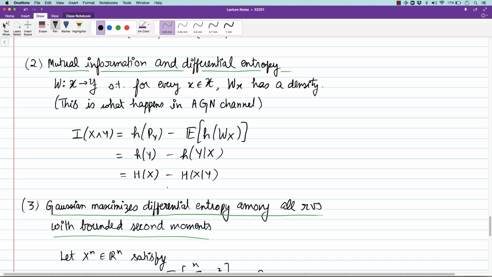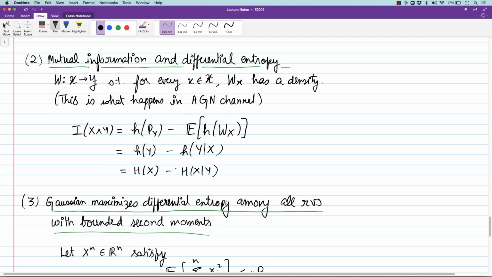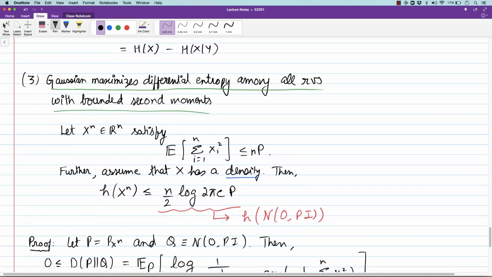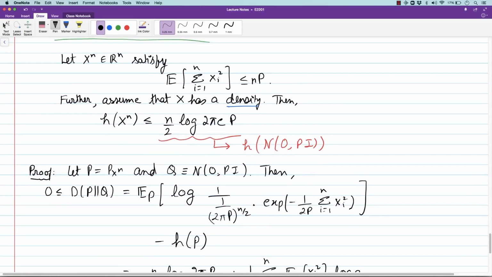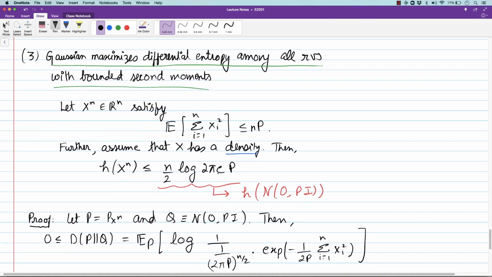But if neither holds, if we neither have densities nor PMFs, we can't talk in these terms. Luckily for our additive Gaussian noise channel, we do have densities, and therefore we can talk about this formula. And finally, we notice this property that Gaussian maximizes entropy among all random variables with a given second moment. Okay, and with this, I'll stop this lecture, and I'll see you in the next lecture.